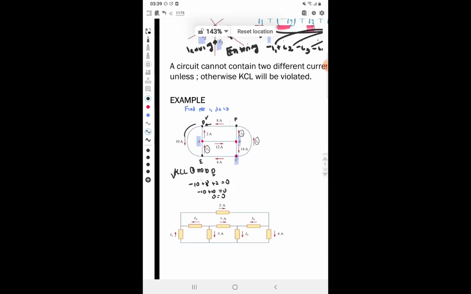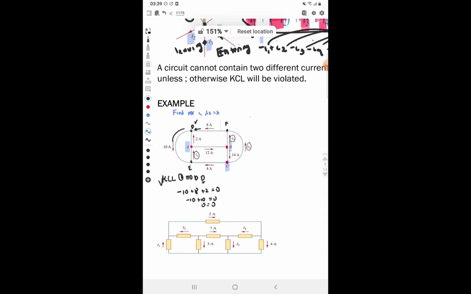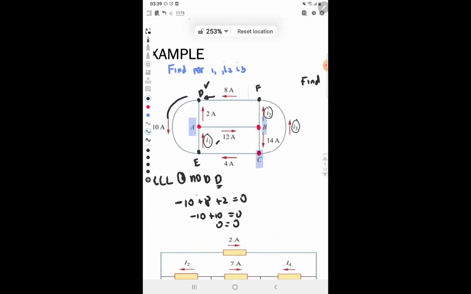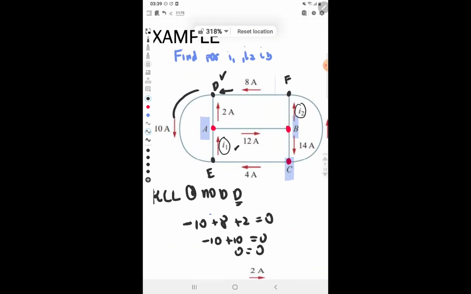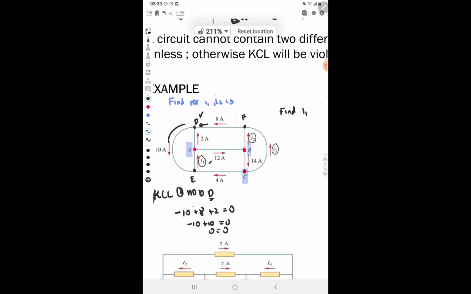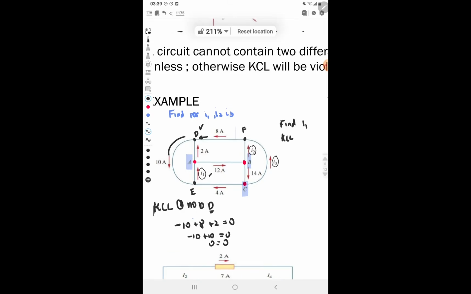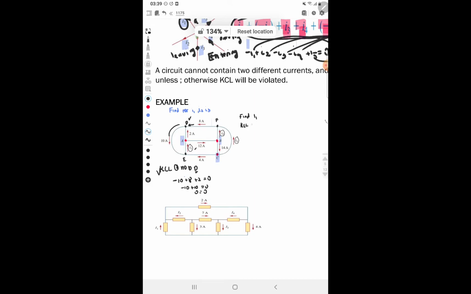Okay, so let's find I1 first. Finding I1. So how do we get our I1? This is our I1, right? So we have two possible solutions. We can have KCL at node E, or KCL at node A. So let us consider KCL at node A.